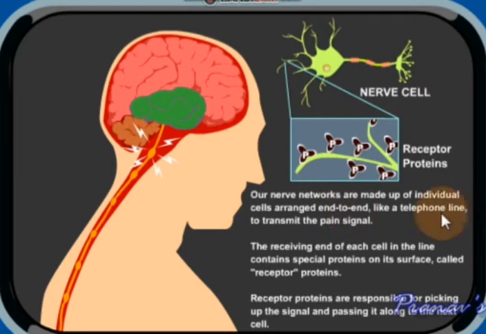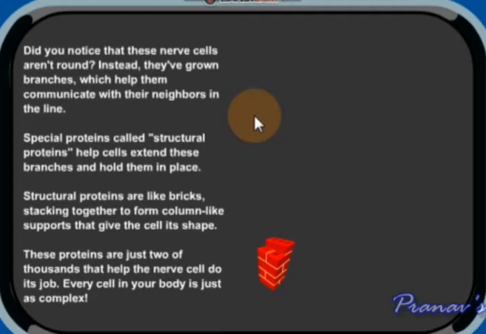Our nerve networks are made up of individual cells arranged end to end like a telephone line to transmit the pain signal. The receiving end of each cell in the line contains special protein on its surface called receptor protein. The receptor proteins are responsible for picking up the signal and passing it along the nerve.